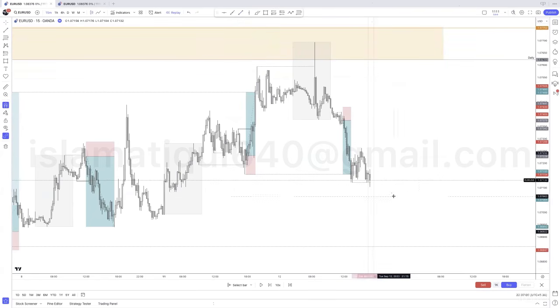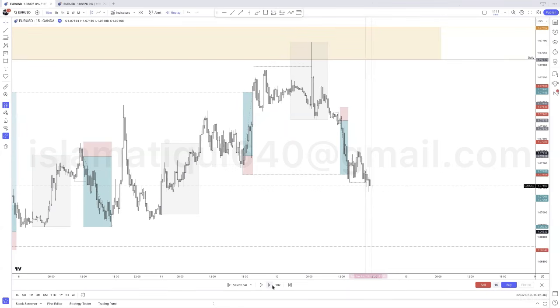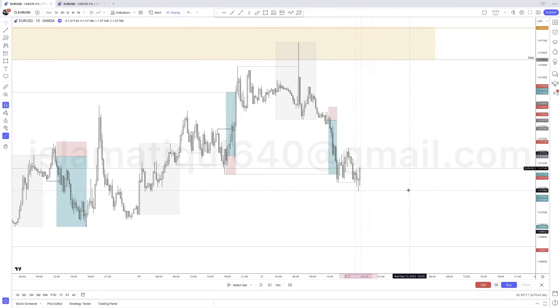Equal lows are being swept. See, a manipulation happens at this time of the day. Equal lows are swept. Yet, we have a clean breakout structure. Now it might start moving up. I'm not going to pull the trigger though.